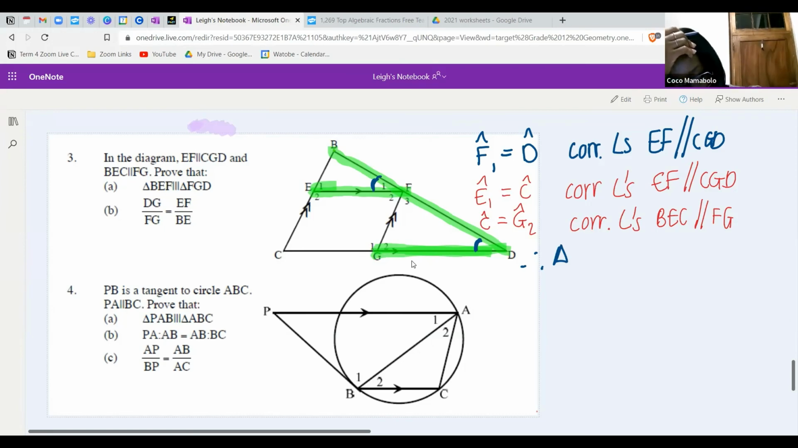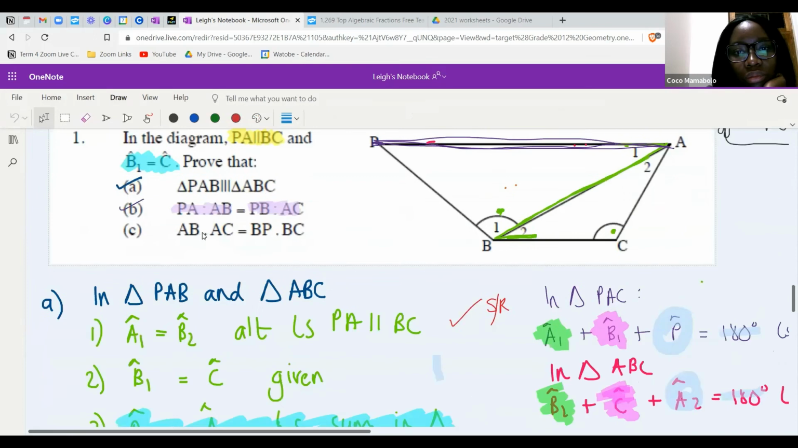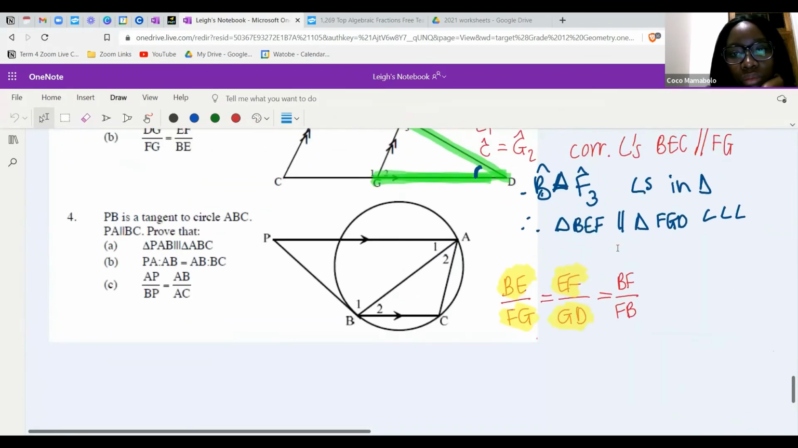Yes, ma'am. Yes, Sinesipo? Can you please repeat what you said? I will with pleasure. After you've got your three proportions, BE over FG equals EF over GD equals BF over FD, you've written corresponding sides in proportion. Then you must write BE over FG equals EF over GD. I'll say that again. BE over FG equals EF over GD.